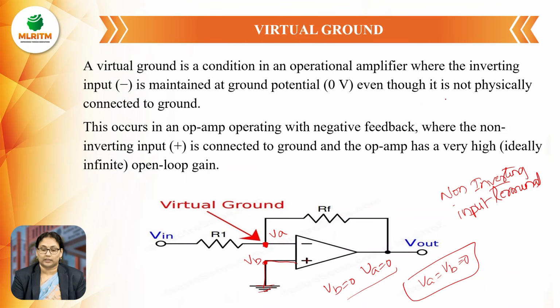And the concept of virtual ground. Without directly connecting to the ground, the other terminal is also considered as a ground. That is called the virtual ground concept, virtual earth or virtual ground. Here the VA node voltage will be 0 in this virtual ground.